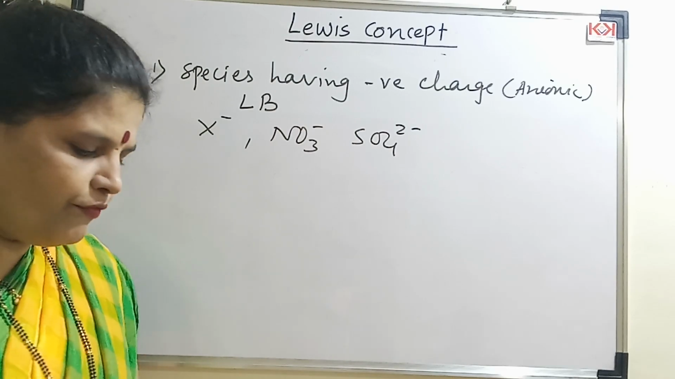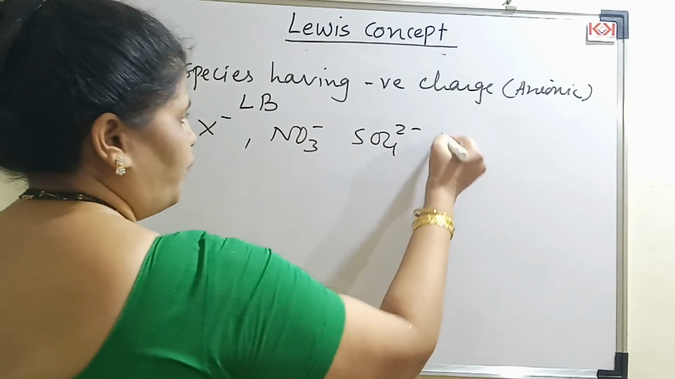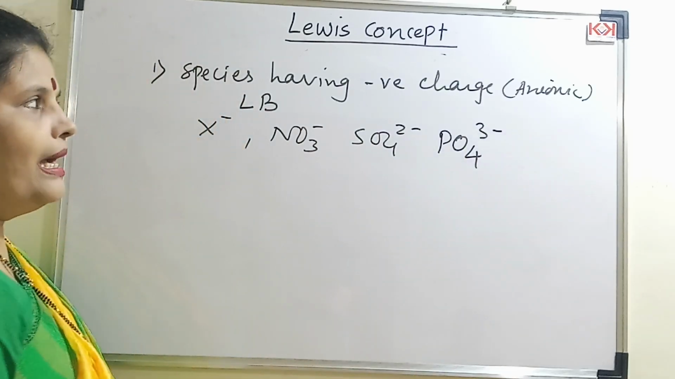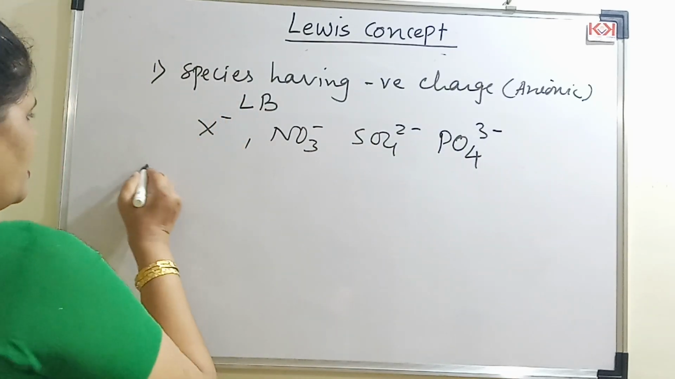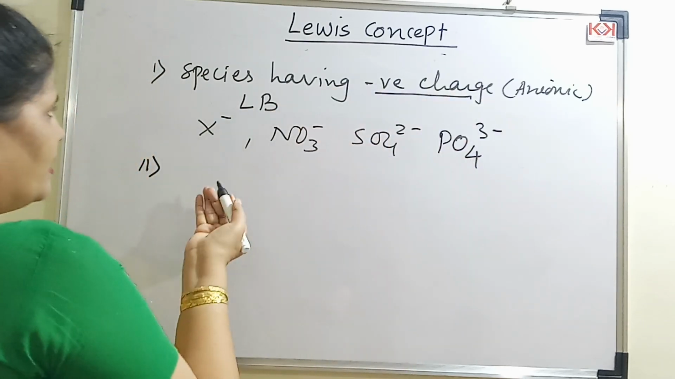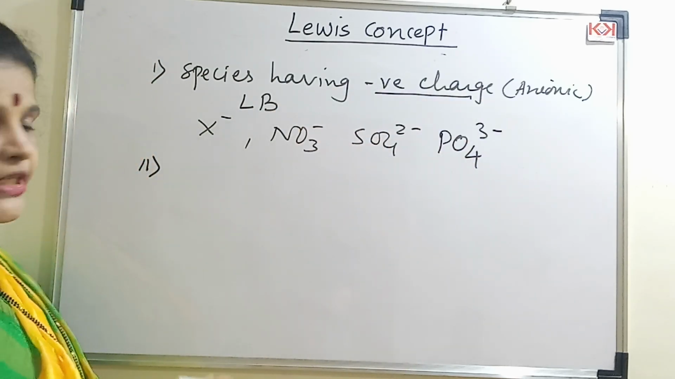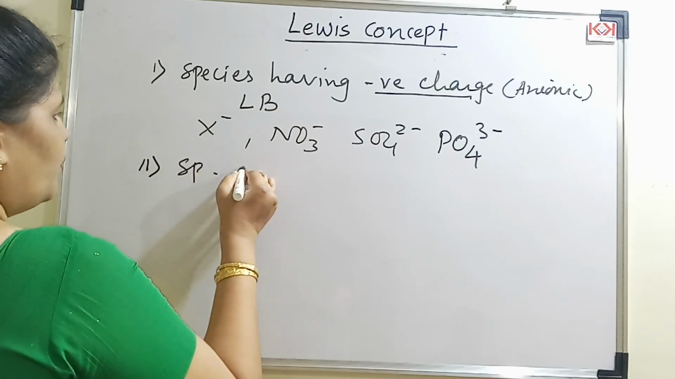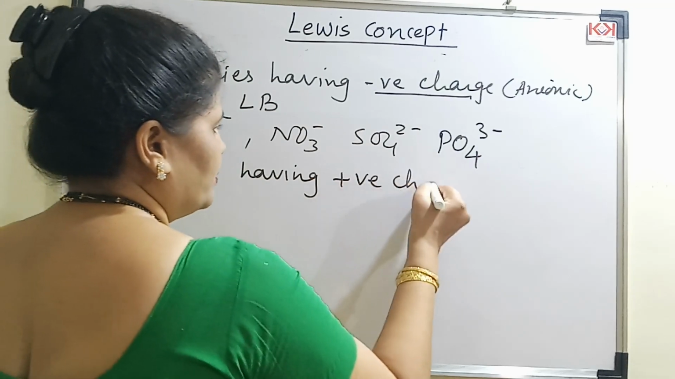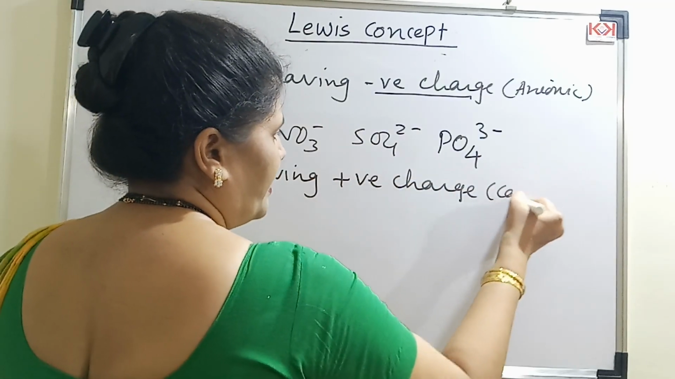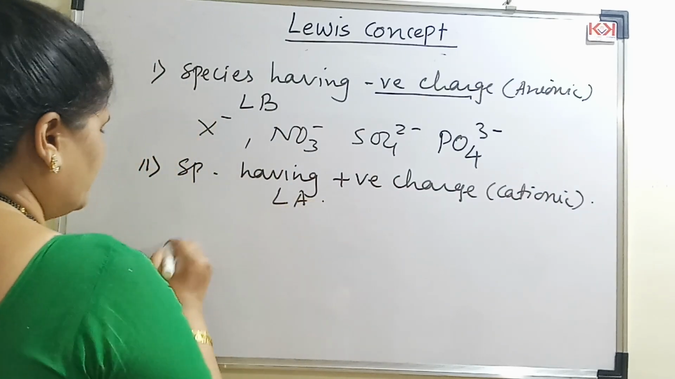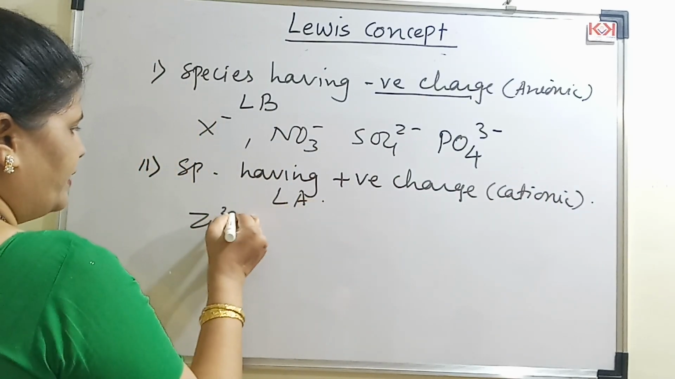Now let us see some more examples here. I can have phosphate here, so PO4 3 minus. They all are Lewis bases. If I say negatively charged, they are Lewis bases. Then what can be the species with the positive charge? Species having a positive charge means what, students? They are in the cationic forms. They all are Lewis acids. Say for example, I have Zn2 plus.